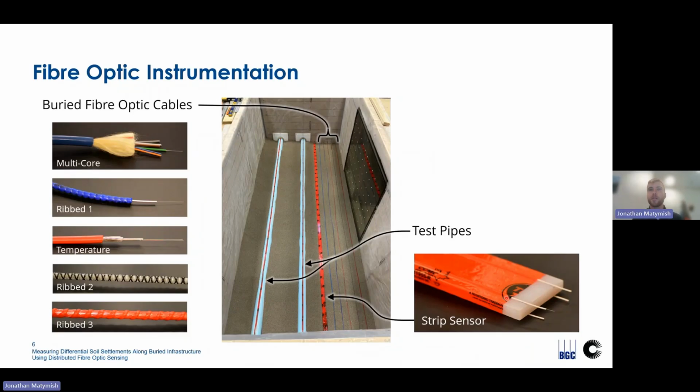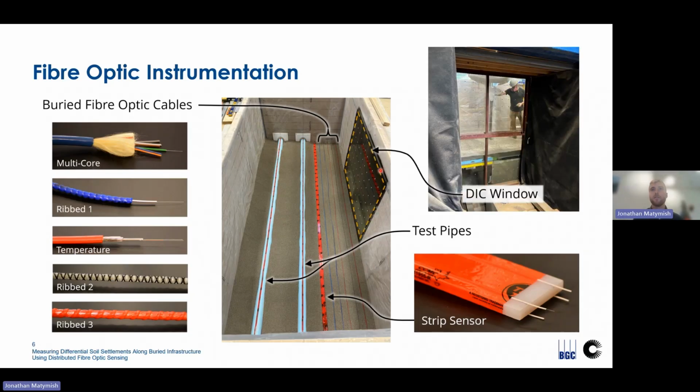So with that in mind, we wanted to be able to compare the deformed profile of our strip sensor to the deformed profile of the soil. So we use this window on the side of the facility where we can take pictures of the soil throughout the test and essentially measure the displacement of the soil using digital image correlation.